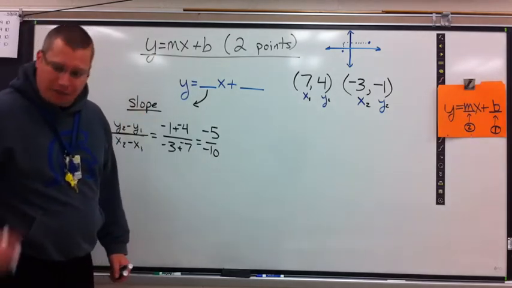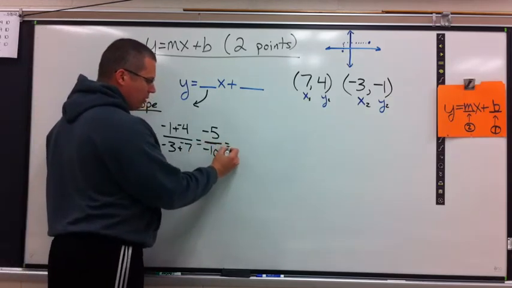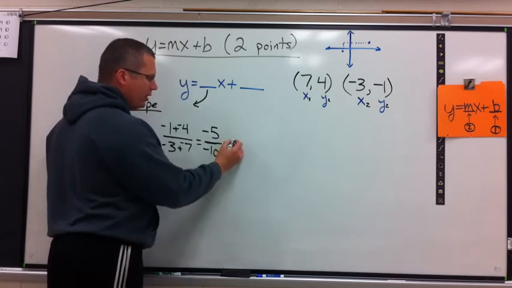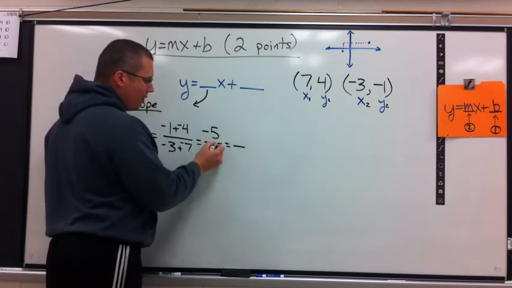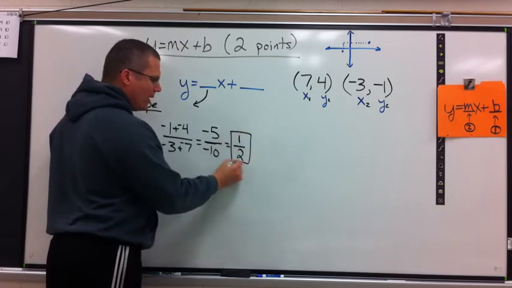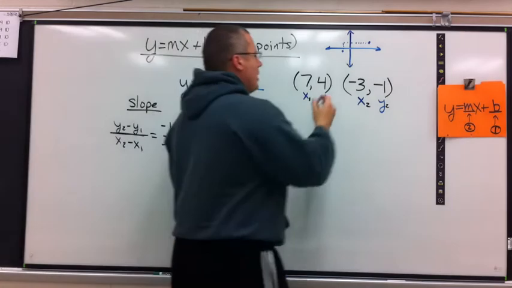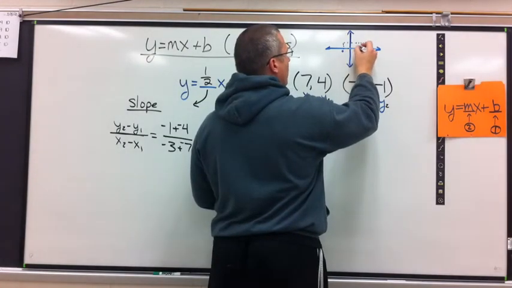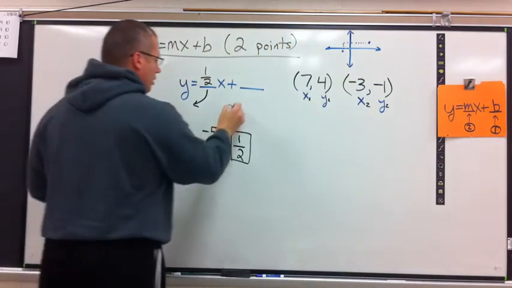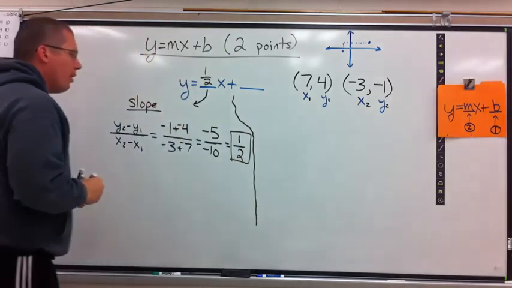5 down, 10 left. But I can reduce. What's a negative divided by a negative? Hopefully you say positive. 5 divided by 5 is 1, 10 divided by 5 is 2. So my slope is 1/2. So I can fill this in. That means up 1, right 2, up 1, right 2. So that's my slope. That's half of my work.